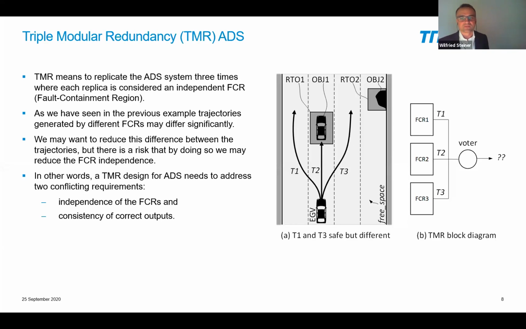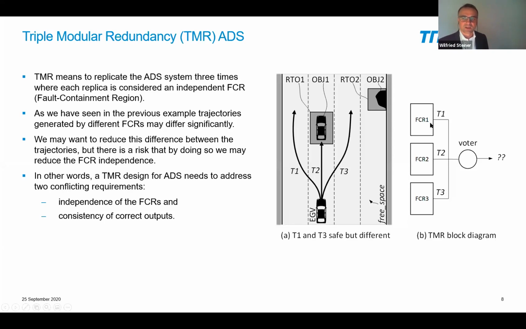TMR simply means that you replicate your system, and for the sake of simplicity, let's assume that the system that we want to replicate and that we want to protect is the automated driving system itself. So this big blue block that we had on the previous slide in the middle. So let's assume that this can fail as a whole. We say this is a fault containment region, and now what we do is we replicate this system 3 times. So this is essentially depicted here on the right of the slide.